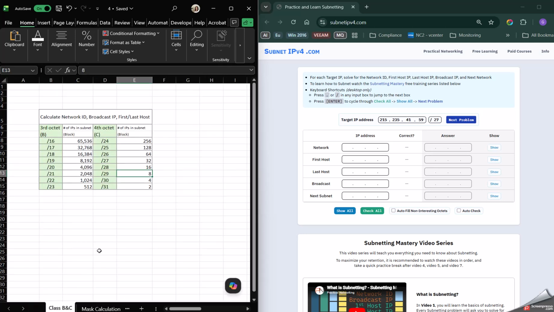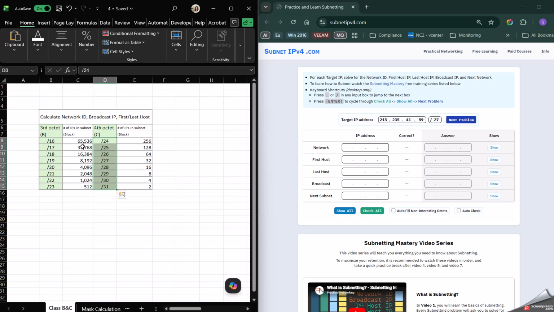Coming back to our table here, let's build the table that I used to calculate, like I said, the network ID, broadcast IP, and first and last host IPs. You also need to remember these CIDR notations for classes B and C. You need to remember that class B goes from /26 to /23, and C, which is the fourth octet, goes from /24 to /31.